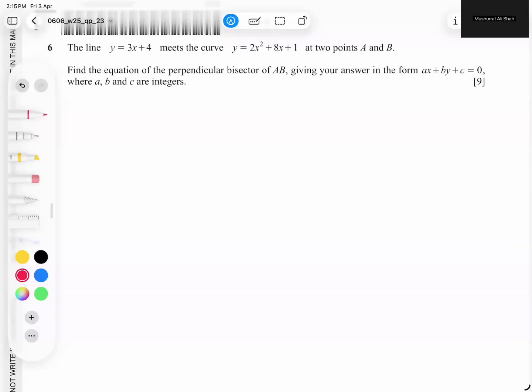Question number 6. We have this line equation and this curve equation given. They intersect at 2 points. Because it's a parabola with positive x squared, we have this kind of curve. The line intersects at 2 points, A and B.